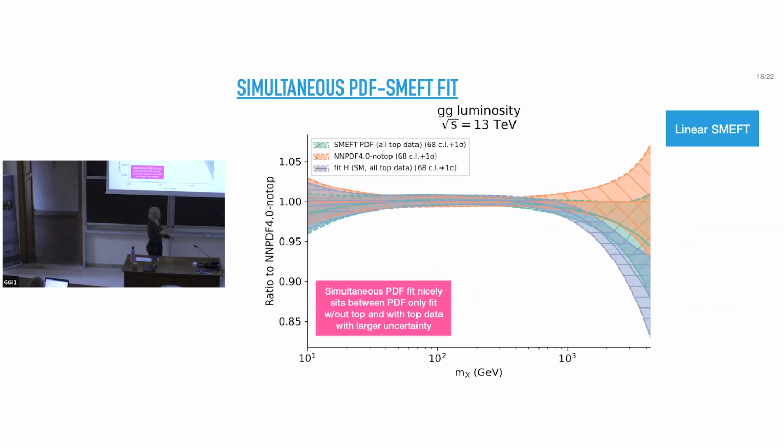So the simultaneous fit is the green thing. This is the gluon luminosity. The blue is just the PDF fit. The green is the one that you do simultaneously with the 25 Wilson coefficients, and the orange is the fit without any top data. So what you see is that the simultaneous PDF fit nicely sits between the PDF-only fit without the top and the one in which you include the top, with larger uncertainty in the large invariant mass region. Again, these are small effects because everything is done with current data, but it's already a significant effect. So if you want, this inconsistency between these two lines is cured by the fact that you take into account effects that are still allowed by the data, okay?